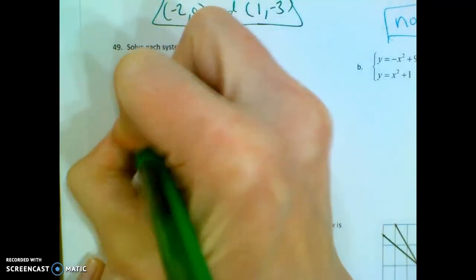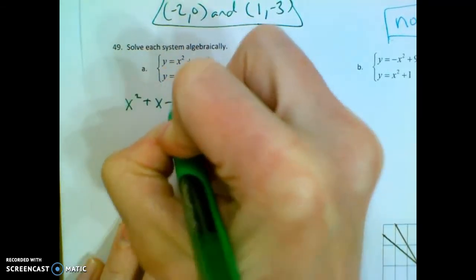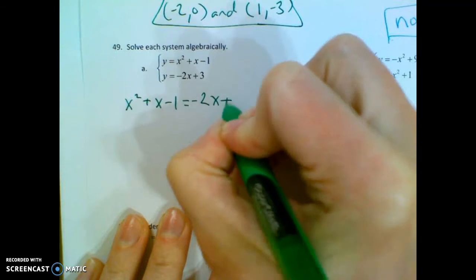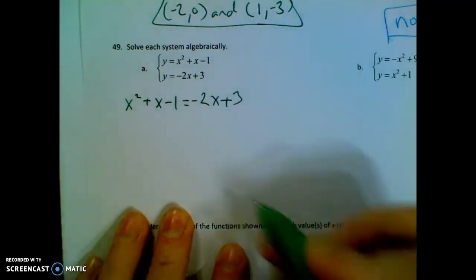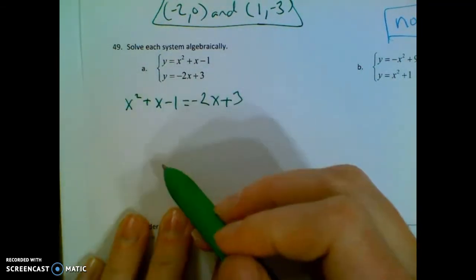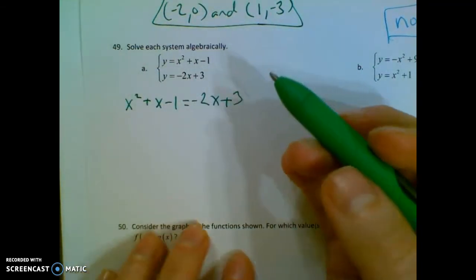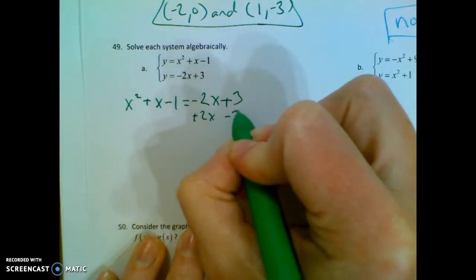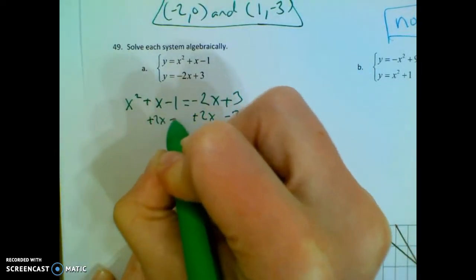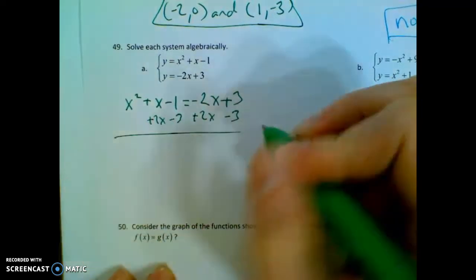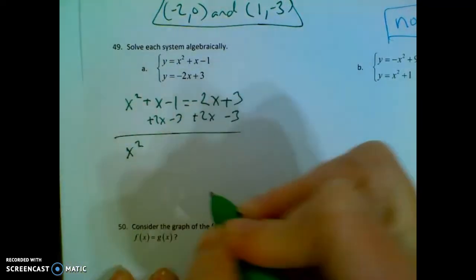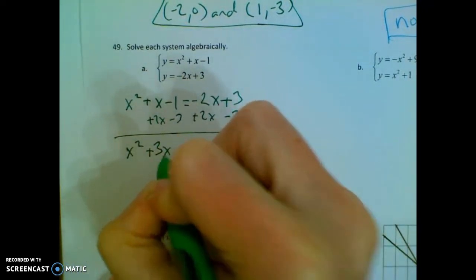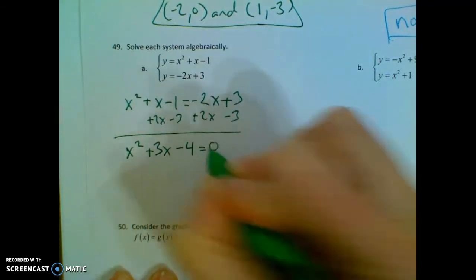So I'm going to say x squared plus x minus 1 equals -2x plus 3. This is a quadratic, so I want to get it equal to 0 so I can solve whatever method I want to. So moving that, I'm going to add that 2x over, and I'm going to minus that 3. Sorry, my handwriting's terrible. I'm going to get x squared plus 3x minus 4 equals 0.